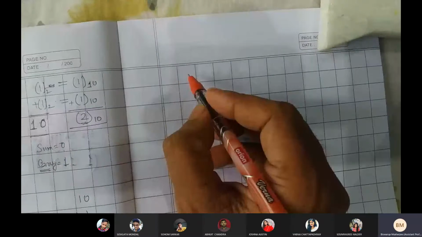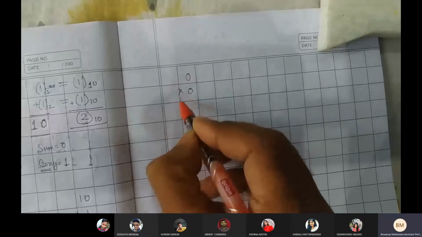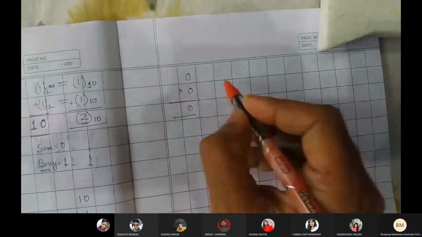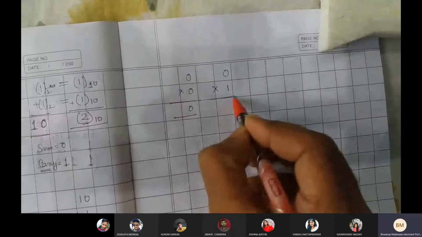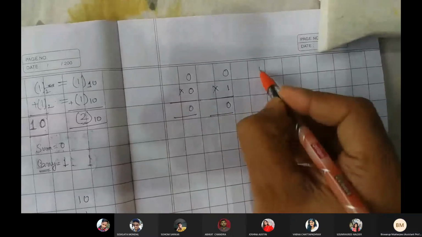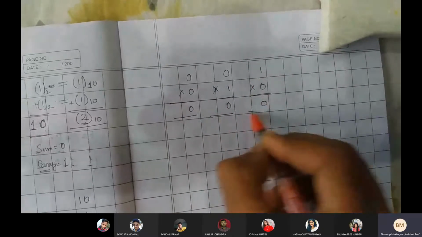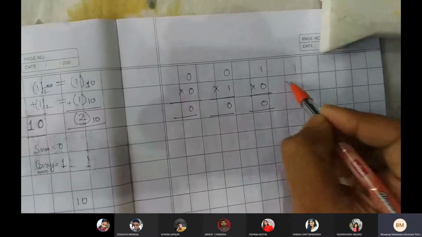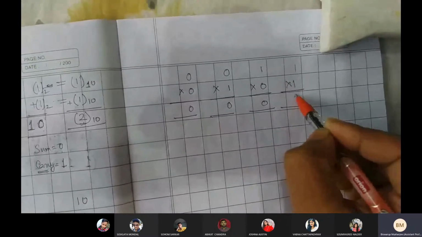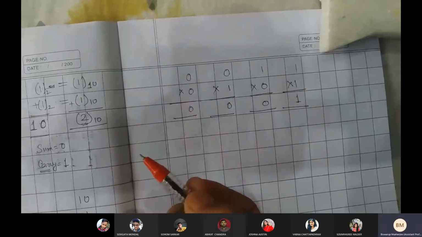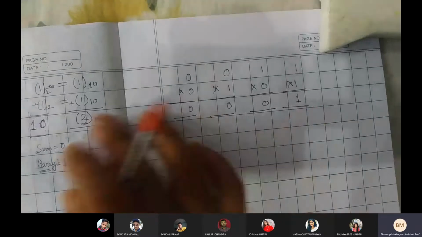So as you know, 0 into 0 is 0, 0 into 1 is 0, 1 into 0 is again 0, and 1 into 1 is equal to 1. Right? So this is the 1-bit multiplication.